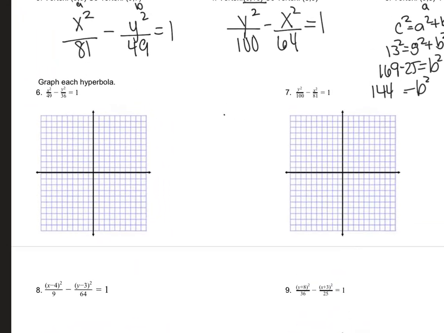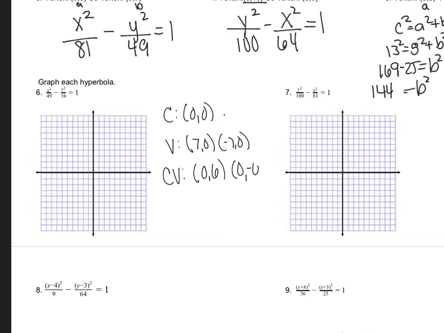Alright, so let's graph. Notice that there's no number with x or y, so our center is going to be at 0, 0. This is going to be horizontal because the a squared is underneath my x squared, which comes first. So my vertices are going to be at 7, 0 and negative 7, 0. My co-vertices are going to be at 0, 6 and 0, negative 6. My asymptote is going to be y minus 0 equals plus or minus b, which is 6, over a, which is 7, times x minus 0. So that's y equals plus or minus 6 over 7 x.